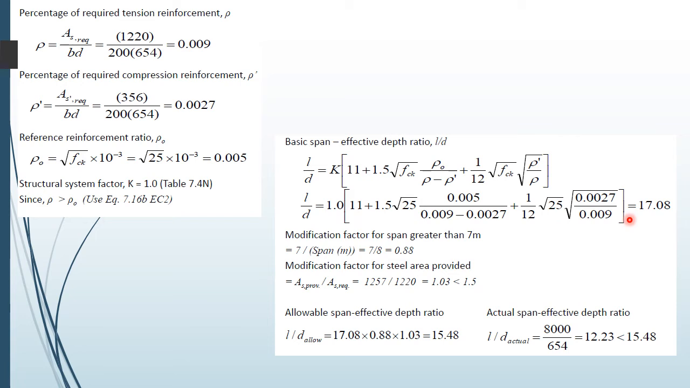This is not the final L over D. We have to do some modification. First, the modification factor for span greater than 7 meter. In our question, the beam is 8 meter, so we have to modify by 7 divided by span. So, 7 divided by 8 meter is 0.88. The second modification is the modification factor for steel area provided. So, what we should do is divide the AS provided by AS required. And this value should be less than 1.5.